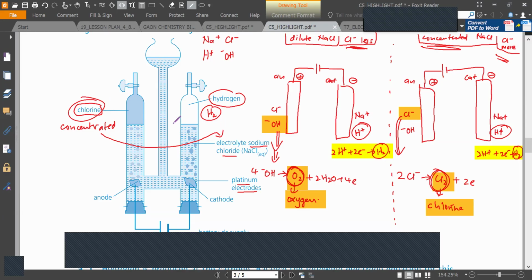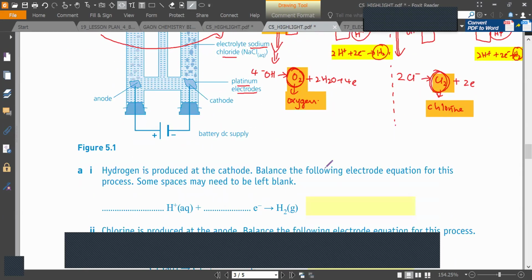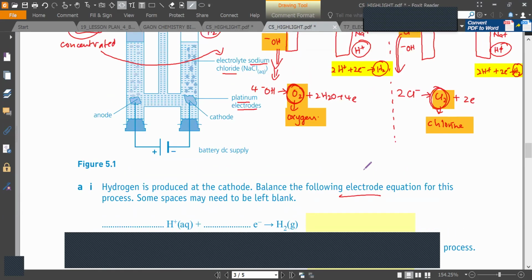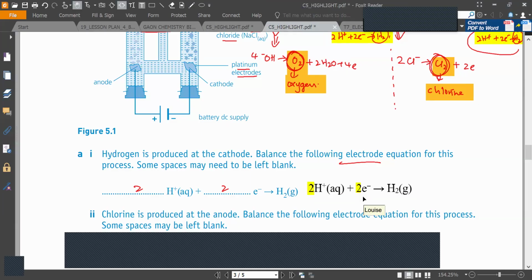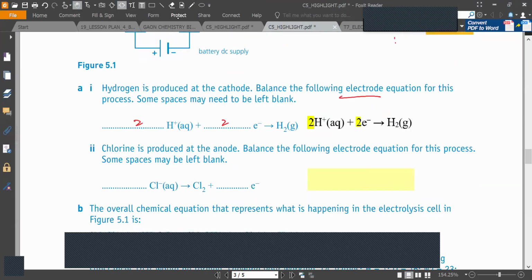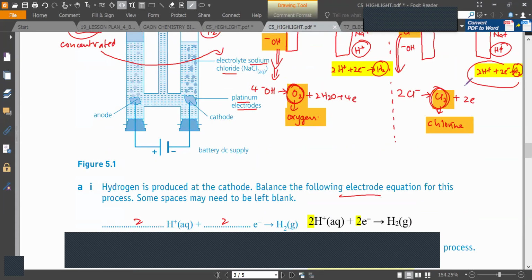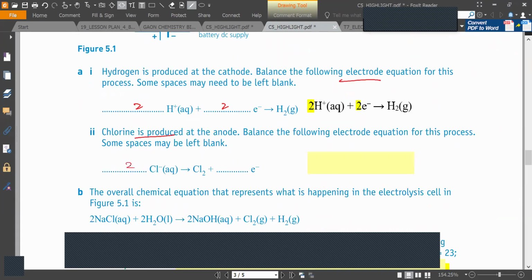Okay, next we can look at the question. Balance the following equation. We already did that here: 2 hydrogen ions plus 2 electrons turns to hydrogen gas. Next, chlorine is produced at the anode. How to do the half equation? We did that just now. It's 2 chloride, remove 2 electrons to give the chlorine gas.